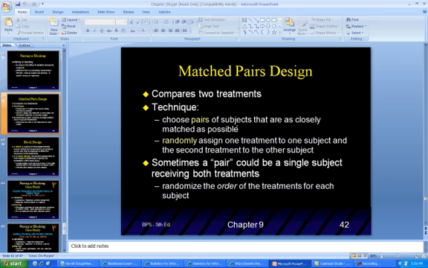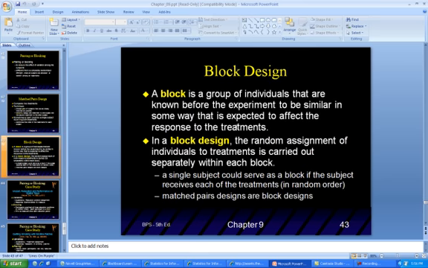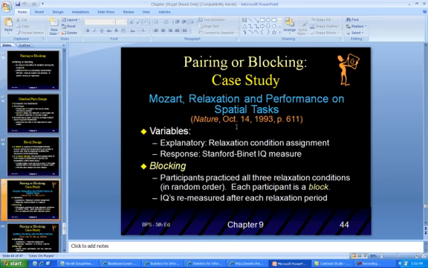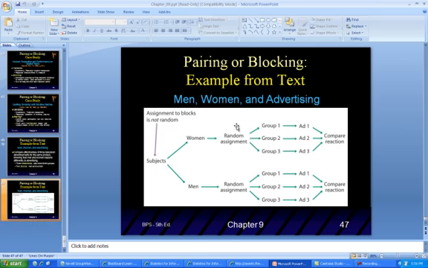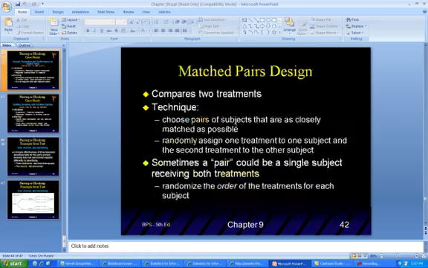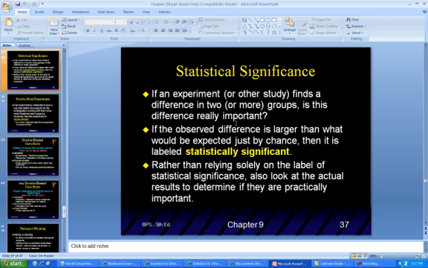Pairing and blocking, you can skip that as well, and matched pairs design. These are just other designs you can look at. And you can make that decision on your own as to whether you think it's important. I don't particularly think it's the most important thing right now. What is important is getting the idea of statistical significance.